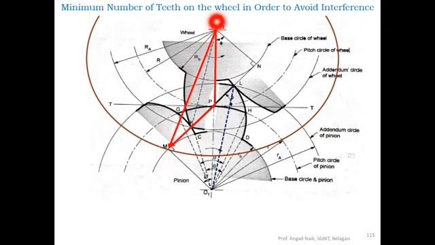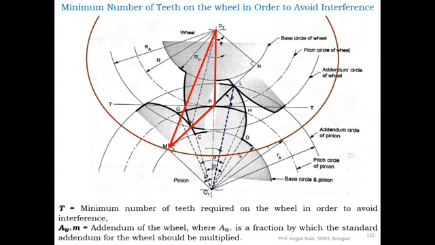Let's start. Capital T be the minimum number of teeth required on the wheel in order to avoid interference. Also let A suffix W into m be the addendum of the wheel, where A suffix W is a fraction by which the standard addendum for the wheel should be multiplied. Now we shall apply cosine rule to the triangle which is marked in red color, that is O2MP. To this triangle we will apply cosine rule and see the derivation.